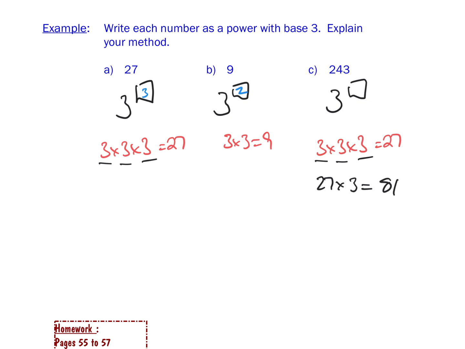81. Understanding that so far, I've used 1, 2, 3, 4 3s. Now, I'm not quite at 243. Okay, no problem. I'll multiply by another 3. So we'll go 81 times 3. What's 81 times 3? 243. Ding, ding, ding. We got a winner. And it took us 5 3s, which is why the exponent is a 5.